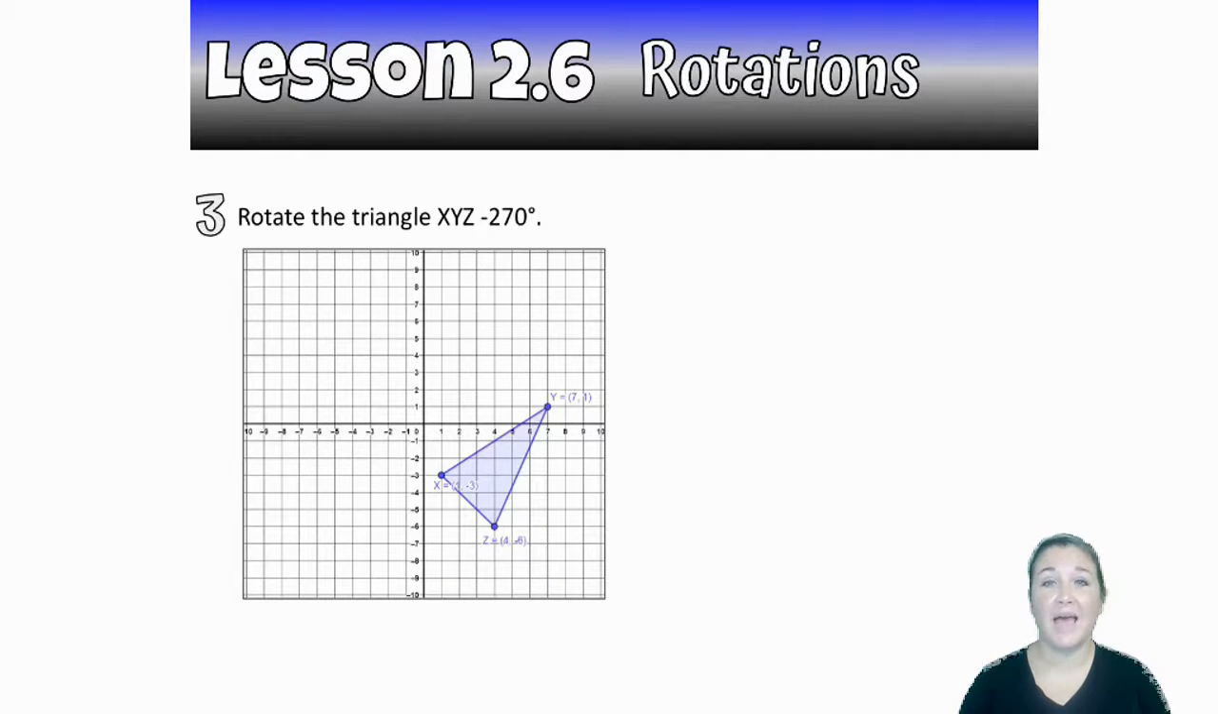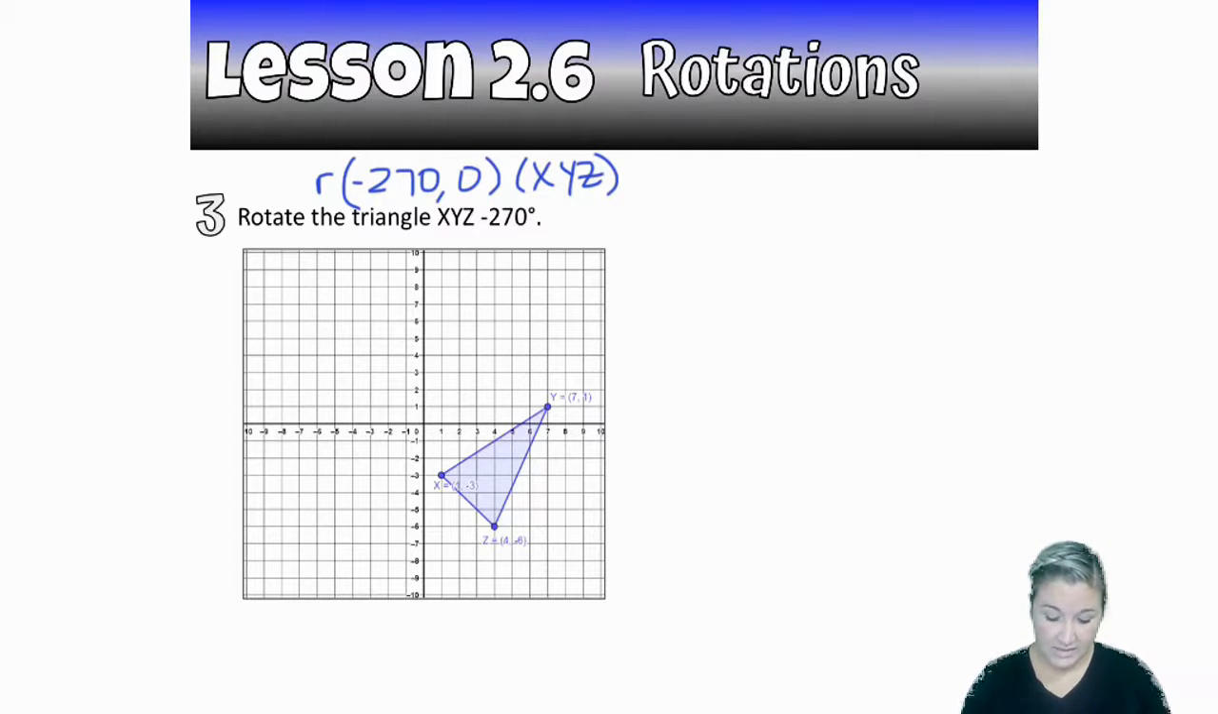All right, and so for our last example, we are going to rotate the triangle XYZ -270 degrees. Okay, so remember, I'm going to write the coordinate notation as negative 270. And this is going to be about the origin. I did not tell you that. And then it's going to be figure X, Y, Z. So that is the coordinate notation. So I'm going to rotate the triangle negative 270. So that's actually going to be to the right.